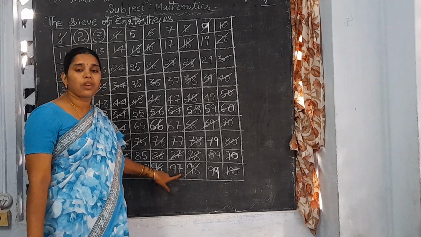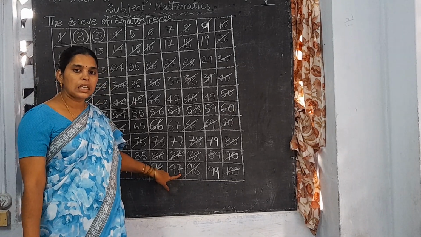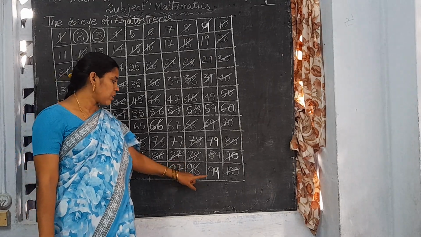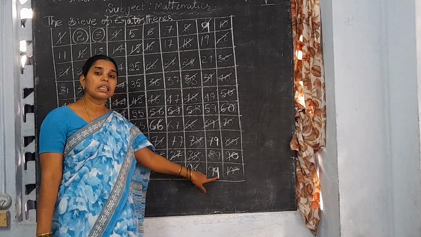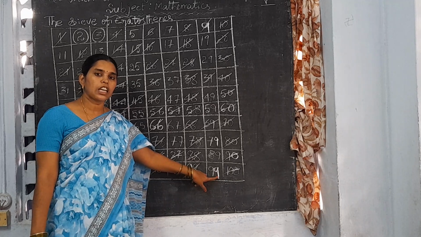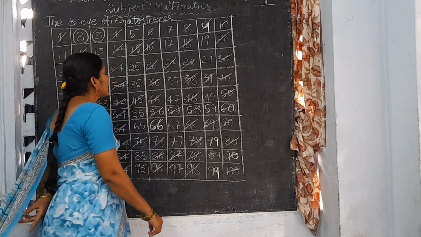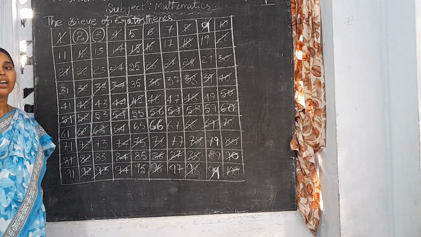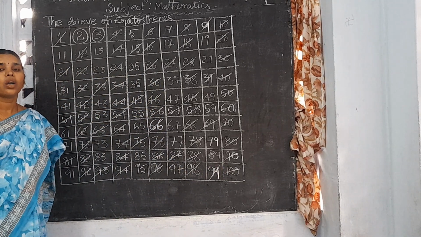97. 9 plus 7, 16. Is 16 divisible by 3? No. Leave this. Now 9 plus 9, 18. Is 18 divisible by 3? Yes. So 3 is a factor of 99. Okay children?